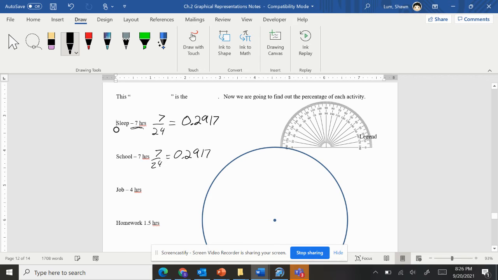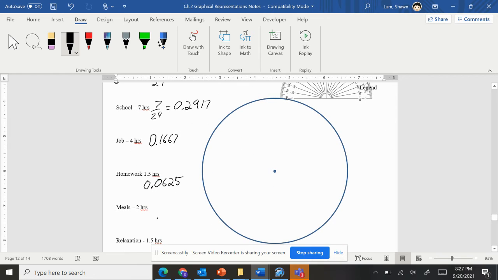And then their job is 4 hours. So 4 divided by 24 equals, and we get 16%, or 0.1667, or 16.67%. Do the same thing for the next one, and we get 6.25%, or 0.0625.